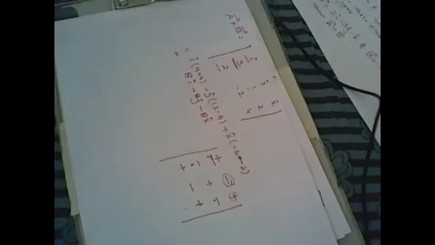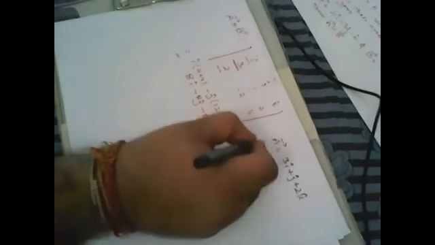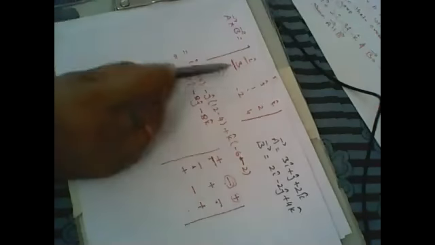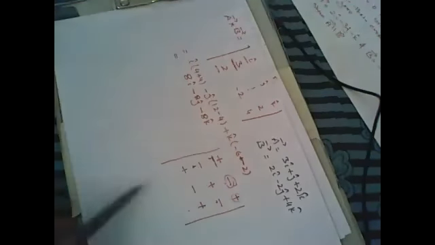Here it is. A vector is 3 i cap plus j cap plus 2k cap, and B vector is 2 i cap minus 2j cap plus 4k cap. i, j, k, their components and solution.